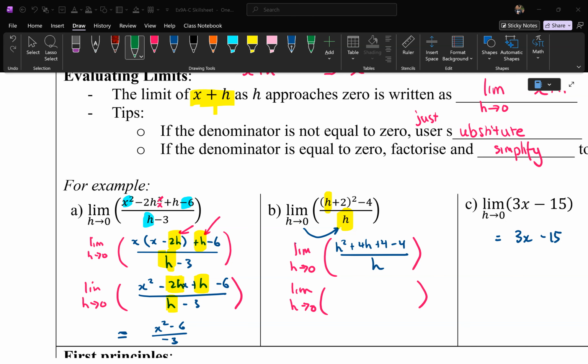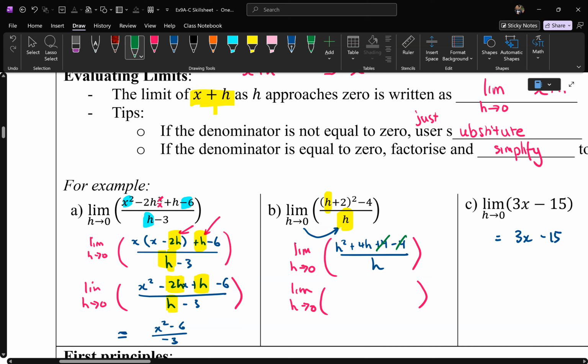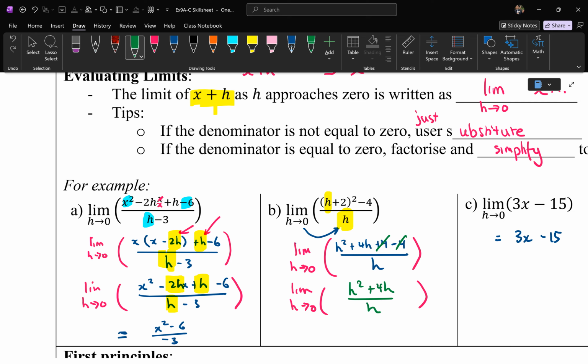All right, so you had a go here. Hopefully you realized 4 take away 4 cancels out. Then what's nice is you end up with h squared plus 4h divided by h. They all have h in their terms. So technically you can simplify it, or you can factorize the numerator and then remove the h's. What's nice here, if you do remove the h's, you get h plus 4 left over. So this is your next step.